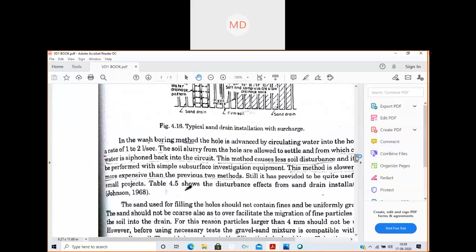Then about boring, everyone of you knows what boring is. The insertion of the steel pipe is also done with the help of wash boring. So you go through it, you will understand. The process is the same for sand drain, as I told you, but only how the steel pipe or the probe is inserted differs.